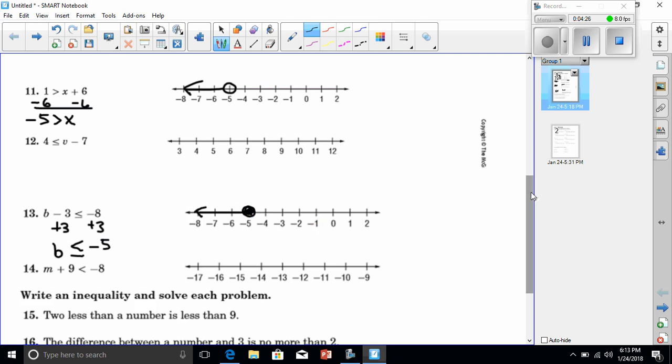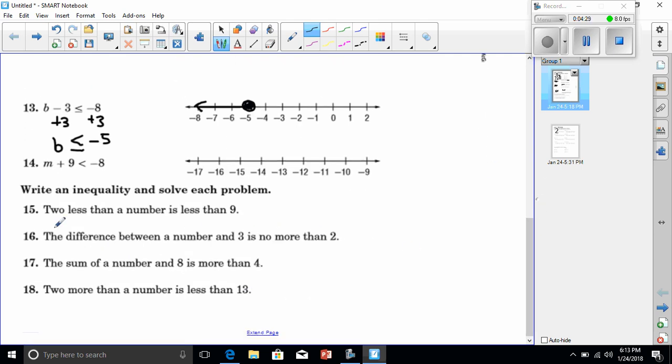Okay, let's move on. It says, write an inequality and solve each problem. If I have number 15, it says 2 less than a number is less than 9. Well, 2 less than a number would be n minus 2. Is less than, the less than symbol, the number 9.